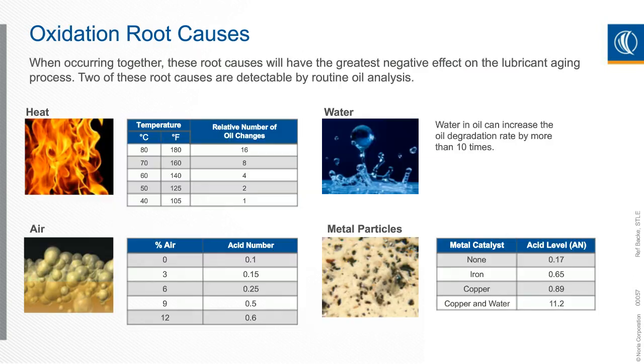These are probably the four most common root causes that have the greatest negative effect on the lubricant's aging process. They can affect the oxidation individually or just overall degradation, or when they're in tandem, in combination, they really have a destructive power towards the aging of the lubricant. So heat is a big one. We've heard of the Arrhenius rate rule. For every time you increase the temperature by 10 degrees Celsius or 18 degrees Fahrenheit, half the life of the oil.